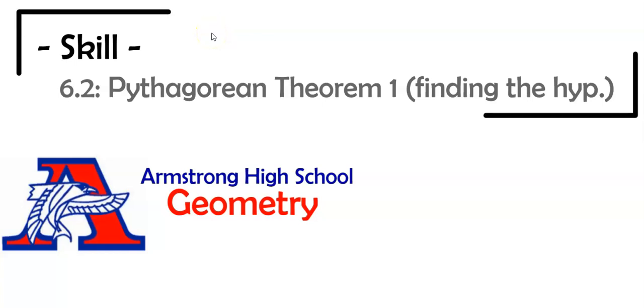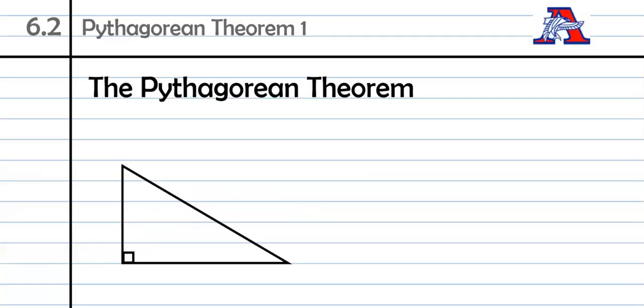This is 6.2 Pythagorean Theorem 1, and in this lesson we're going to be using the Pythagorean Theorem to just find the hypotenuse of a right triangle. So this is a skill that we've actually already done once this year, but we're going to go in a little bit more depth in this unit.